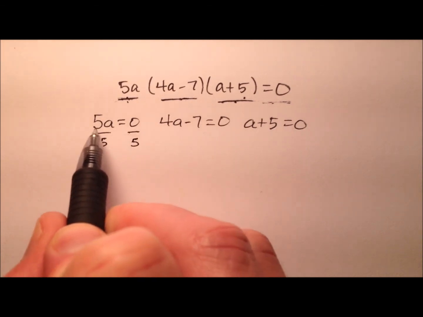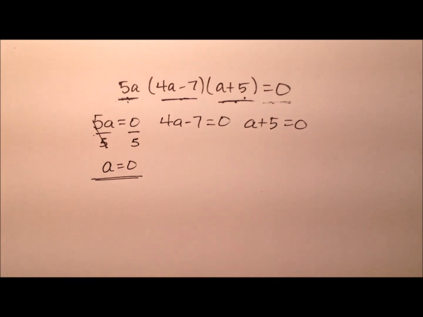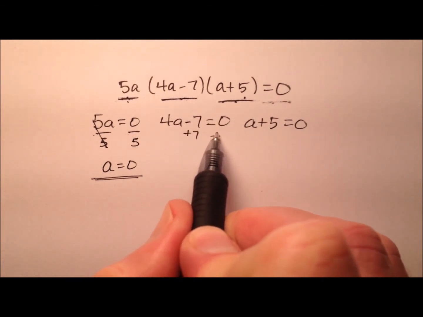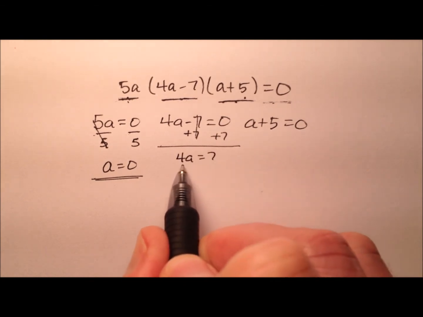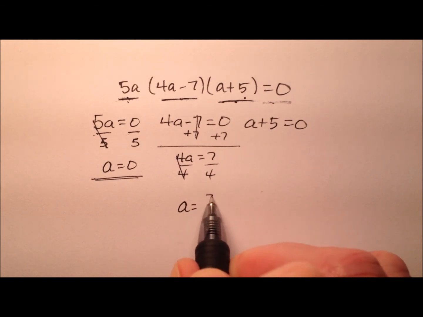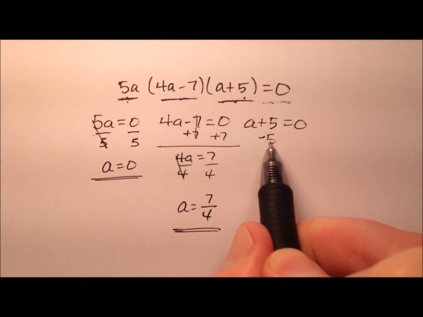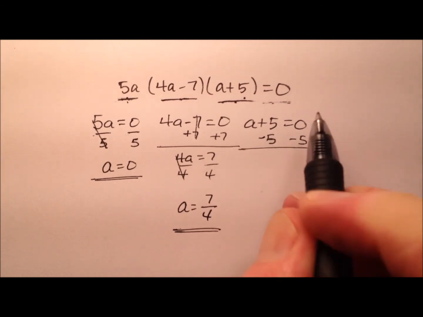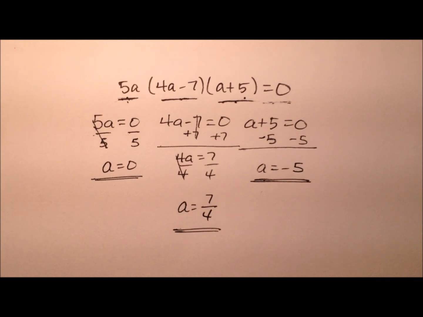So I can divide by 5 here to get the a by itself, and we see, of course, a equals 0. And then here we're going to add 7 to both sides, so we'll have 4a equals 7. And when I go ahead and divide, I'll see that a equals 7/4. And then our last one, we can just subtract 5 to get that a all by itself, and I'll have a equals -5, and that's my third value.